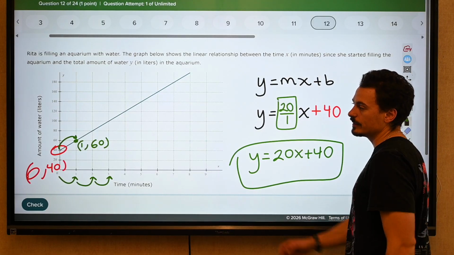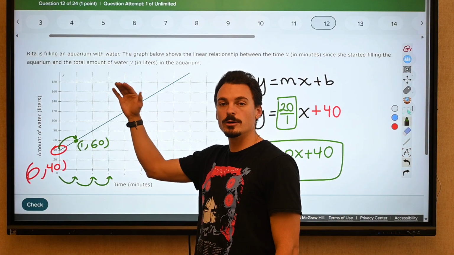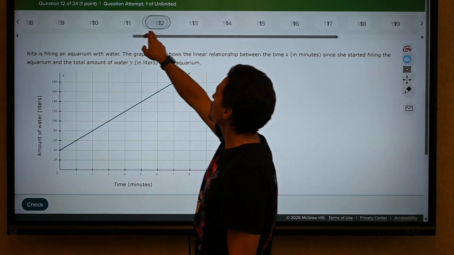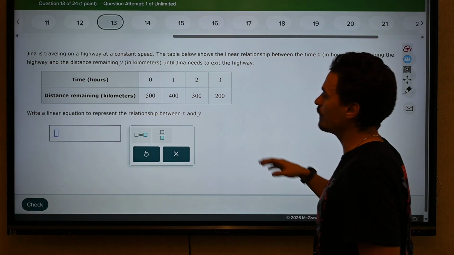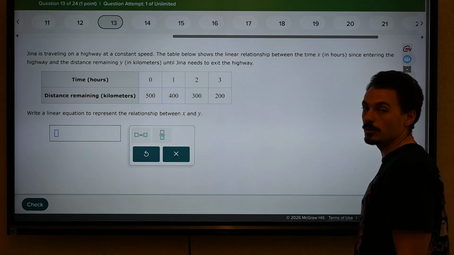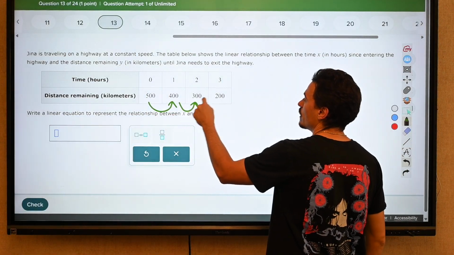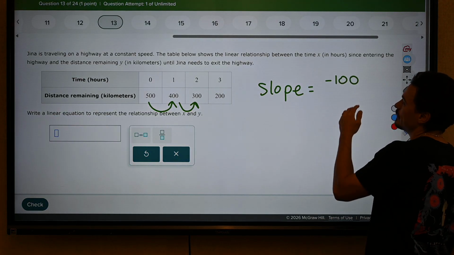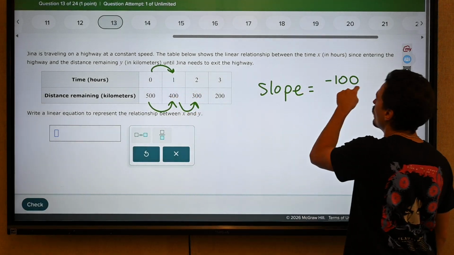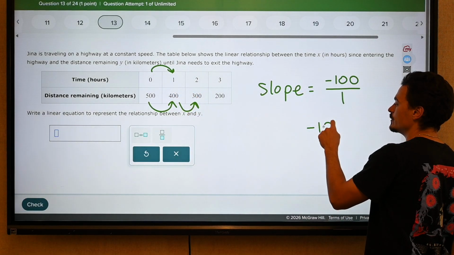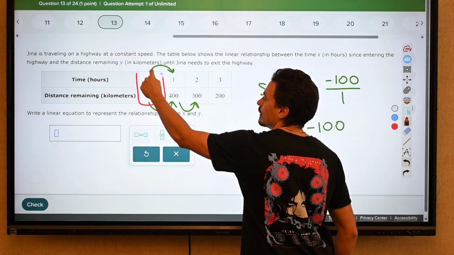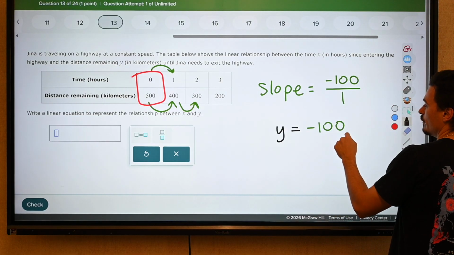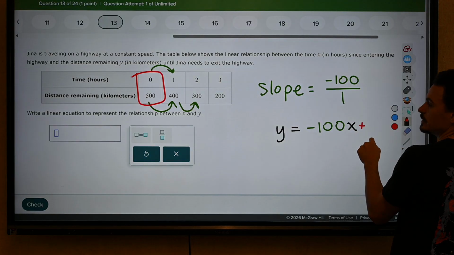Every question is going to be different. If the line's going up, it's going to be a positive slope. If it's going down, it's going to be a negative slope. Number 13 is going to give you a table. This is an example of a slope that's going to be negative, because the y values are going down by 100 while the x's are going up by 1. So this slope is negative 100. And right here is our y-intercept, 500. So our final equation is y equals negative 100x plus 500.